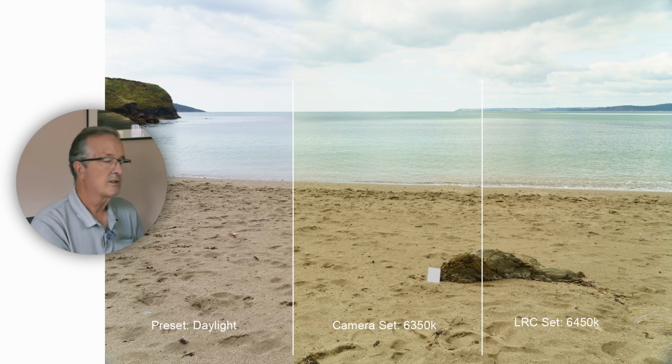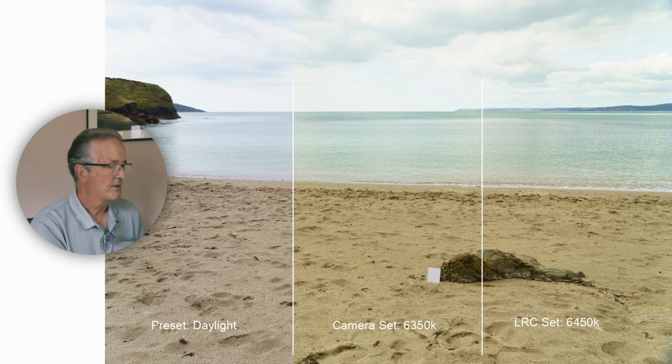And then I had set the camera using the white card at the beach, as you can see in the shot there, and the Kelvin came out at 6350 with a tint of -4, and it looks really quite green, doesn't it? You know, the colours are not particularly realistic, I think.